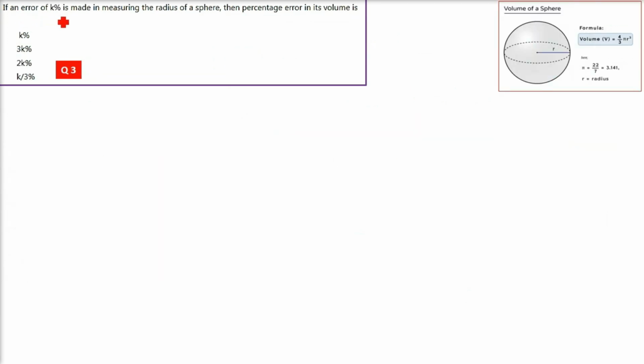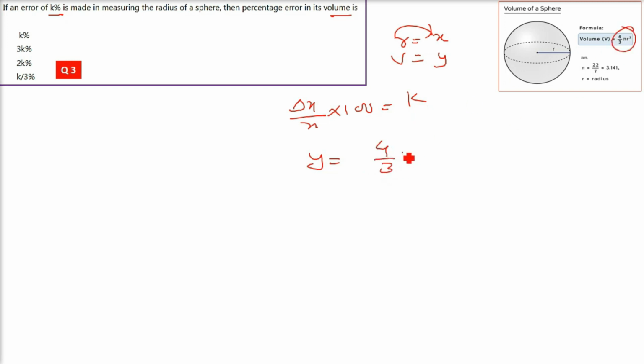If an error of k% is made in measuring the radius of a sphere, then the percentage error in its volume is... So radius, call it x, and there is a percentage error of k. I'm calling the radius x, so the volume I'm calling y. So delta x by x into 100 is given as k%. This is already given. Now the percentage error in the volume: what is the volume of a sphere? 4 by 3 pi r cubed. We'll write it as y equals 4 by 3 pi x cubed. Let us differentiate it. dy by dx is going to be 4 by 3 pi, x squared will be 3x, 3 gets cancelled. You have 4 pi x squared, which is actually the surface area also.